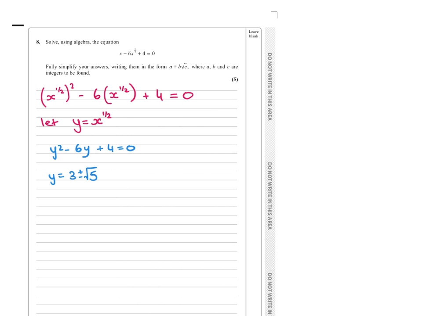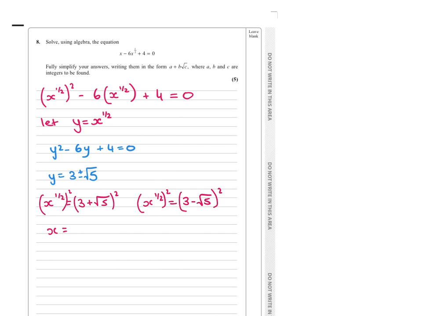Okay, we haven't finished there though, because that means that x to the power of a half equals 3 plus root 5, and x to the power of a half equals 3 minus root 5. How do we get rid of a power of a half? We square both sides, and then we will be left with x. Now in this case, because we're squaring, we're actually going to have x equals 3 plus root 5 all squared.